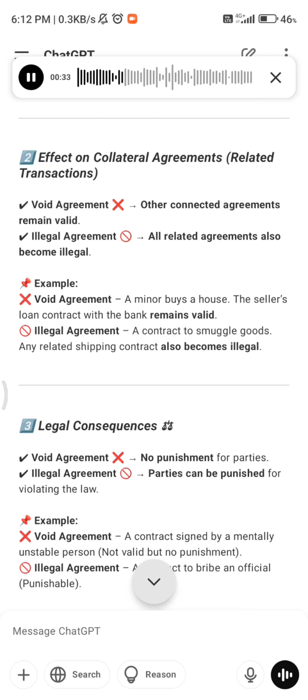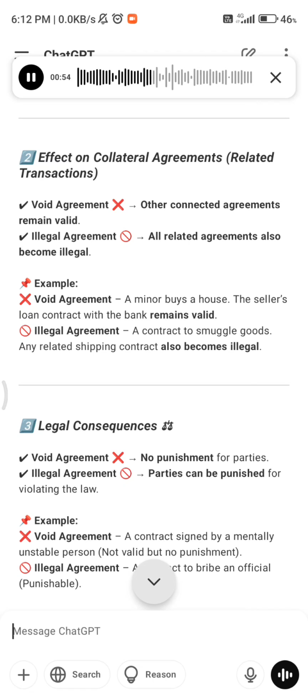2. Effect on collateral agreements, related transactions. Void agreement: other connected agreements remain valid. Illegal agreement: all related agreements also become illegal. Example: void agreement. A minor buys a house. The seller's loan contract with the bank remains valid.